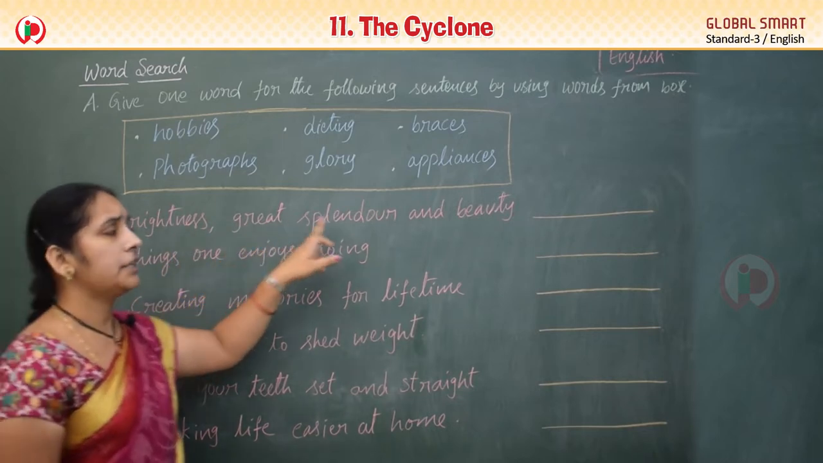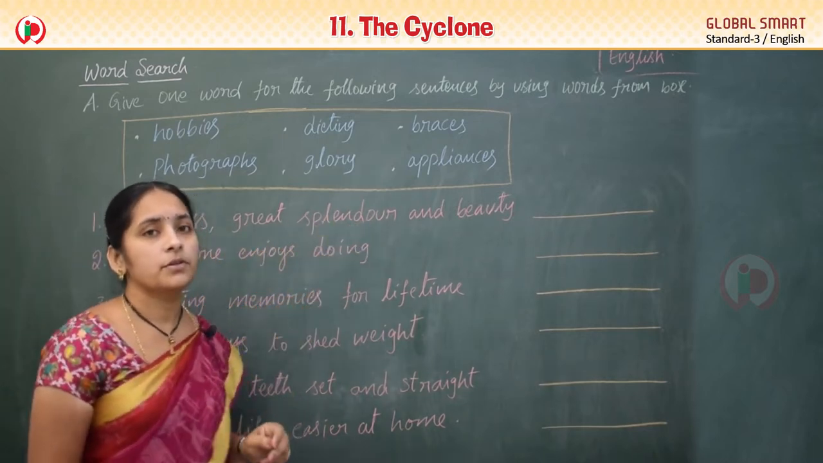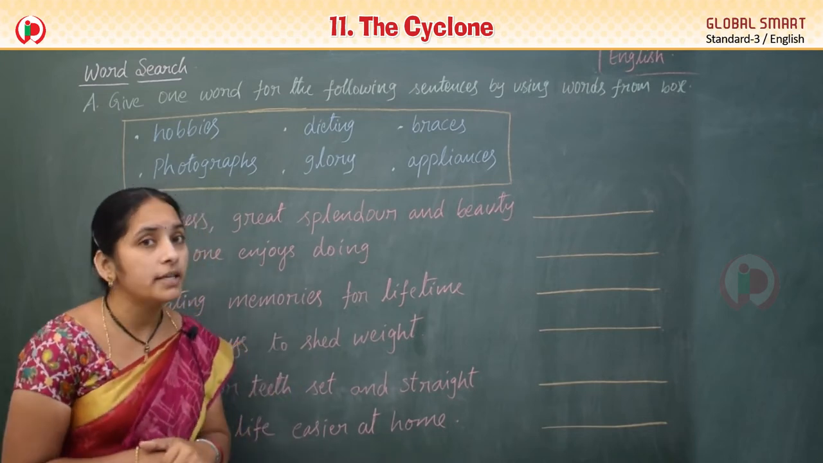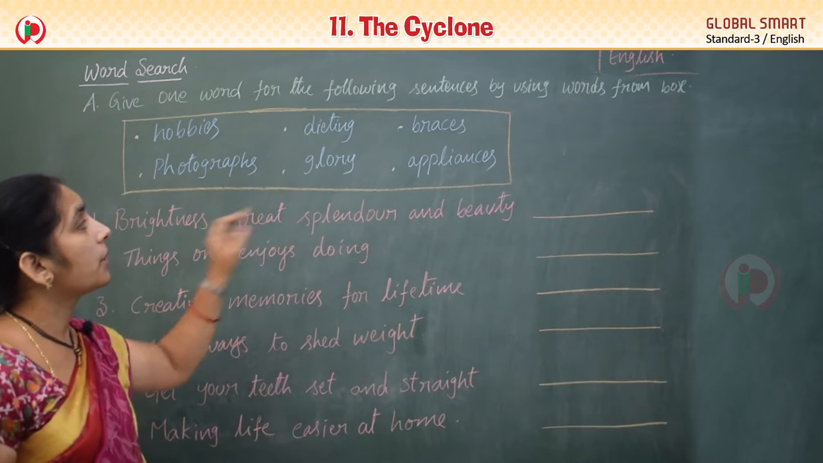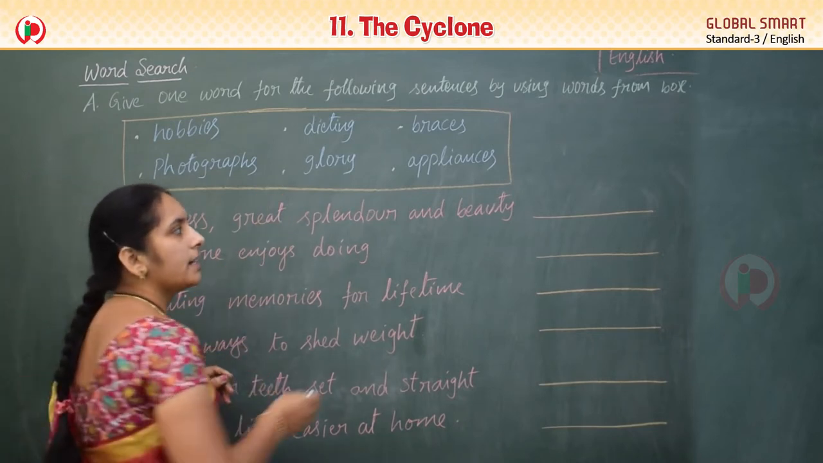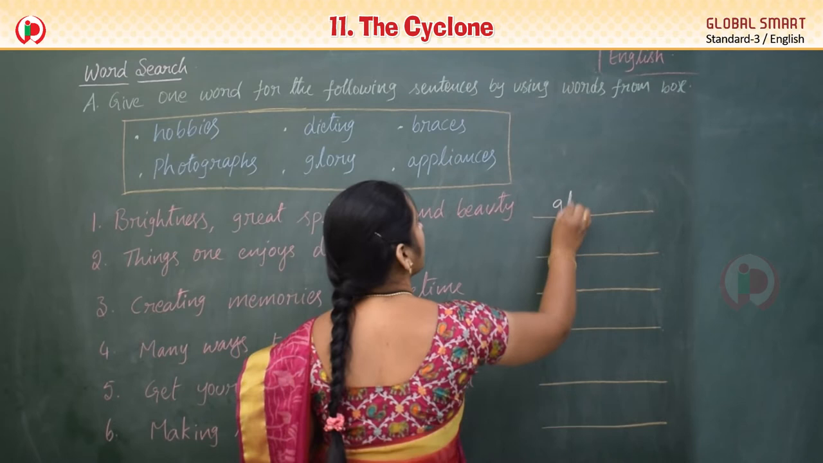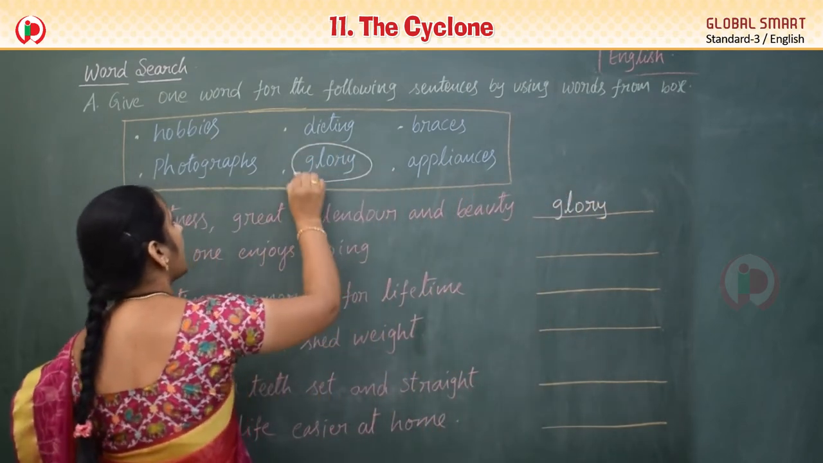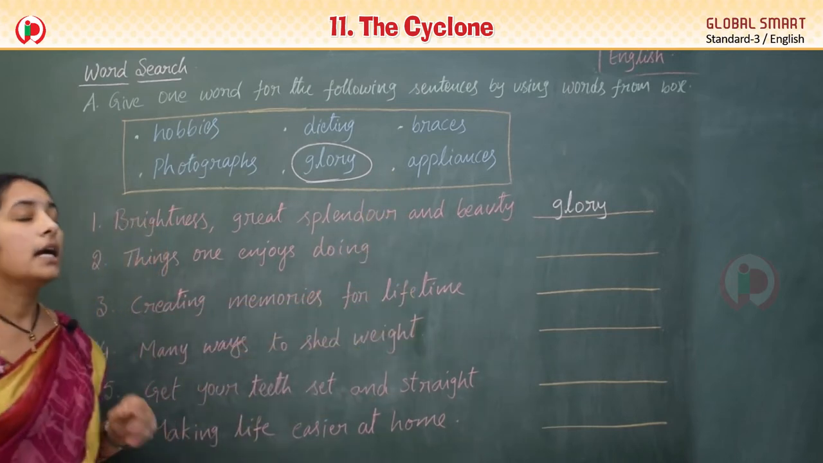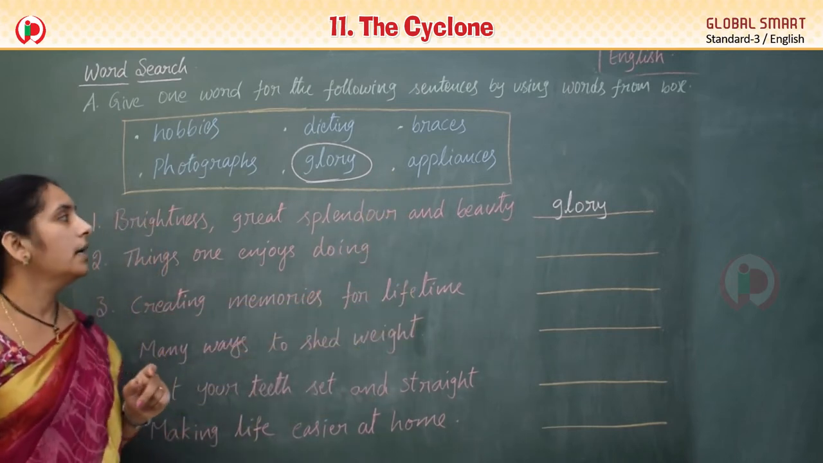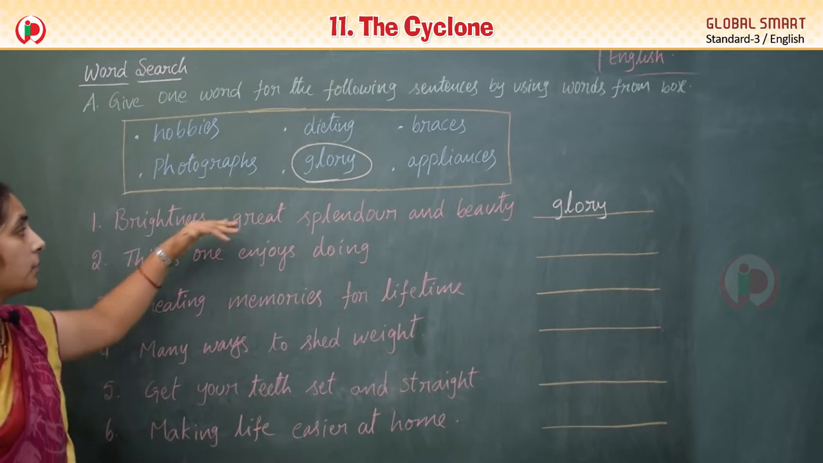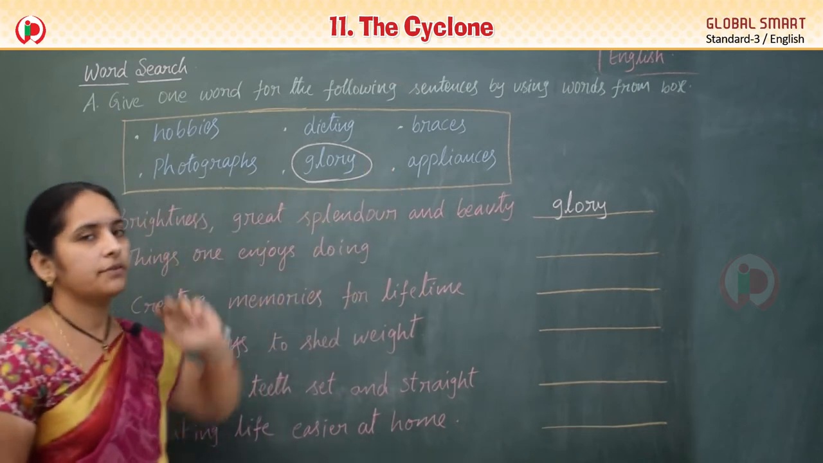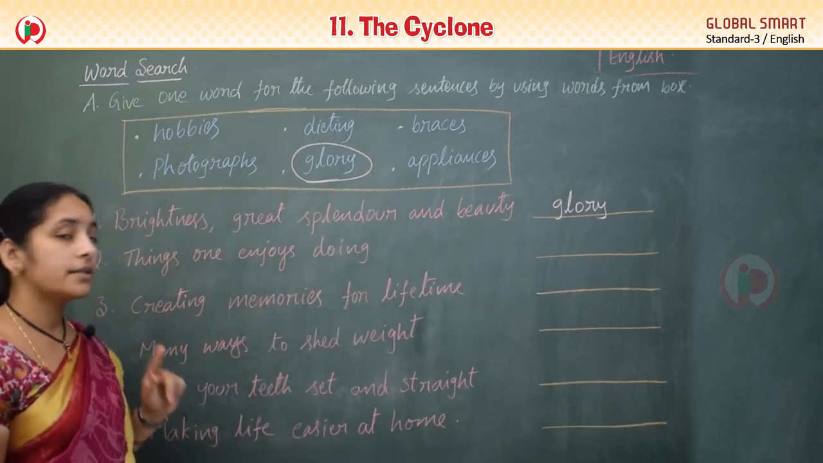Brightness, great splendor and beauty. So anything bright and great, splendor, beautiful, what do we say out of all these? It's glorious. So then it is glory. So which is beautiful, brightness, we call it glorious. So glory. Okay. So like this you should write the total meaning of this word, and that word we should choose from the box. Understood now? Yes.